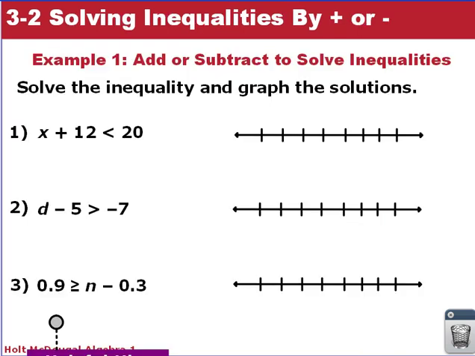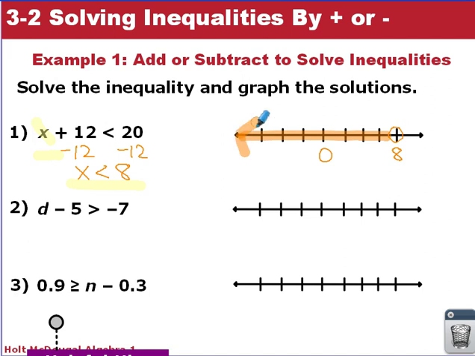Now it's time to look at an example. So our first example, we have x plus 12 is less than 20. To solve this, we want to get the variable by itself and then graph the solution. So to get the x variable by itself, we want to subtract 12 from both sides, leaving us with x is less than 8. To graph this, since it's less than, not equal to, we have an open circle at 8, and we shade everything to the left. It has to be less than. Everything over here is less than 8.